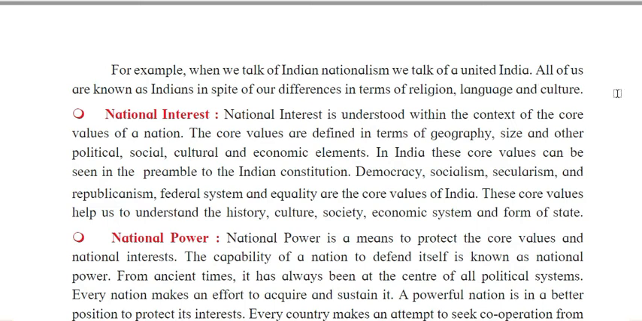culture. So, suppose anyone lives in Gujarat, that is a Gujarati. Anyone who lives in Rajasthan is a Rajasthani. Anyone who lives in Bengal is a Bengali.